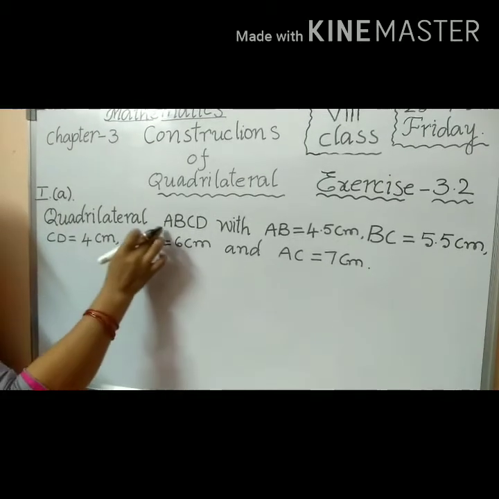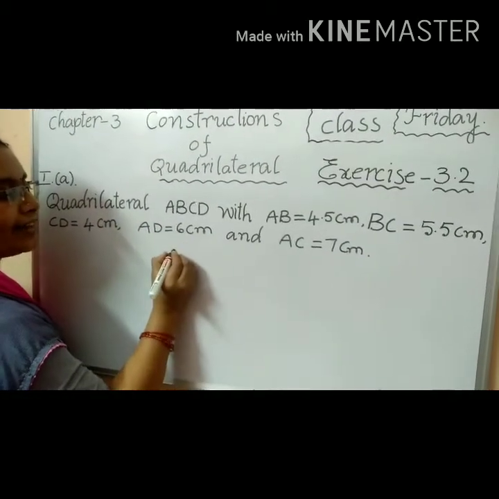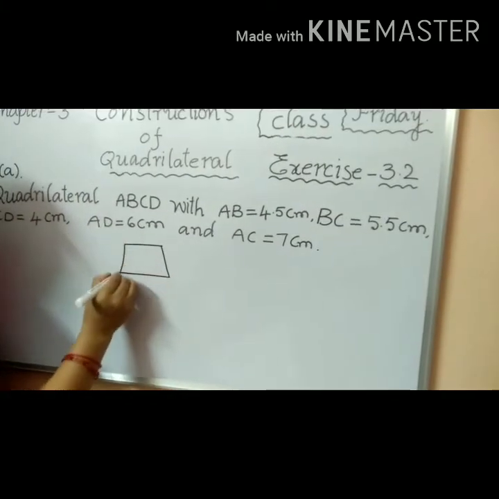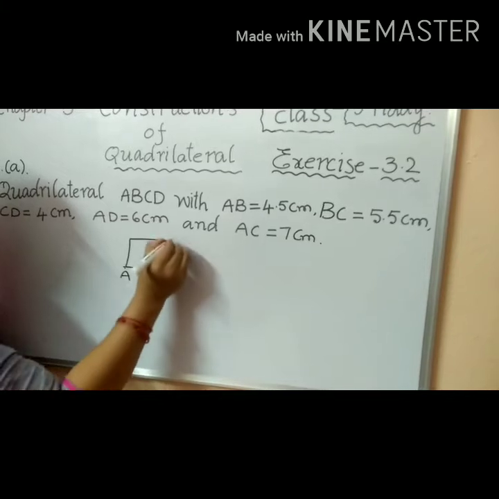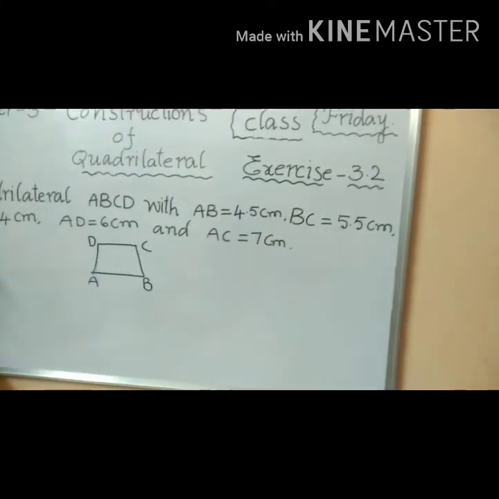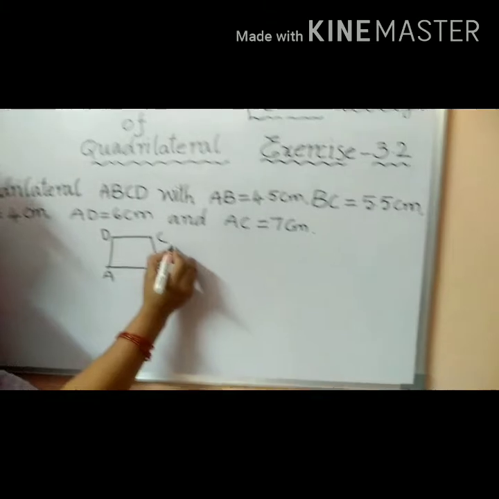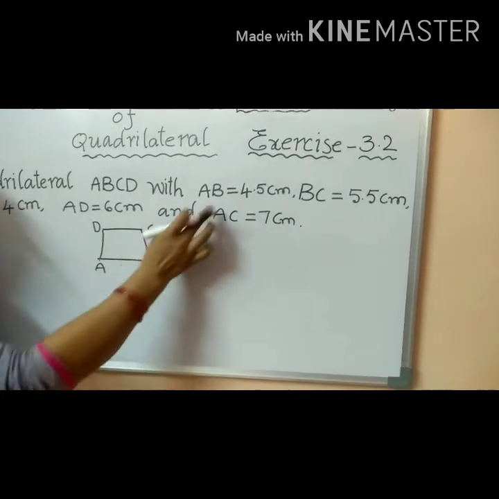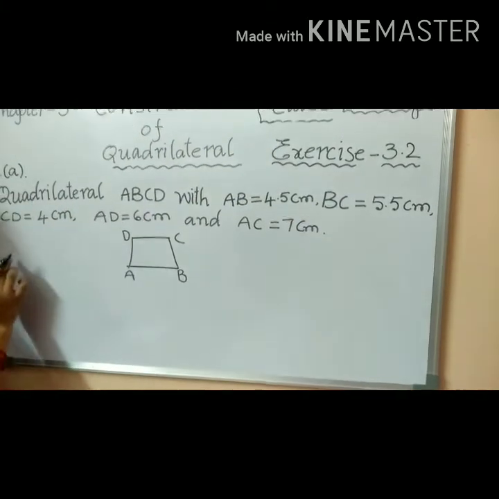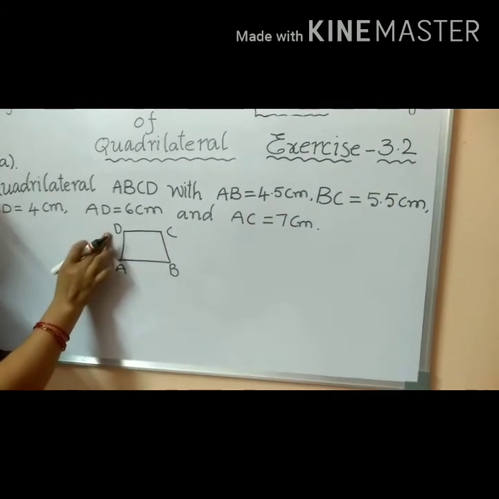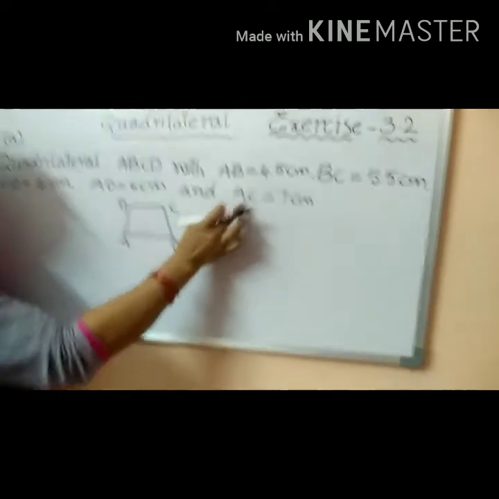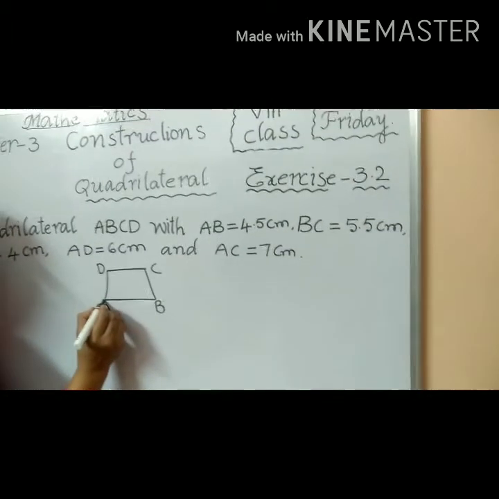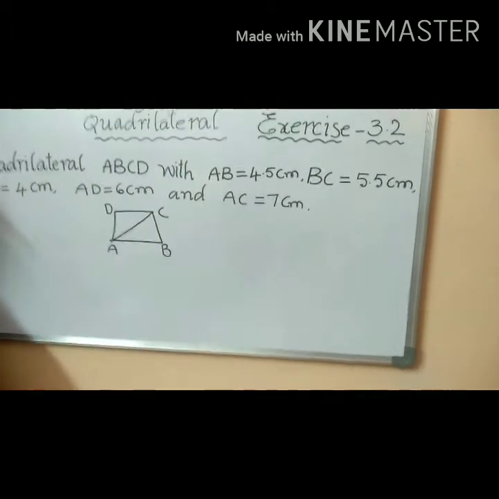So it is here ABCD. First you draw the rough diagram of the ABCD quadrilateral. It is a rough sketch. Here AB is given, BC is given, CD is also a side, AD is also a side. Here AC is equal to 7 centimeters. AC, the distance of A and C, is a diagonal.